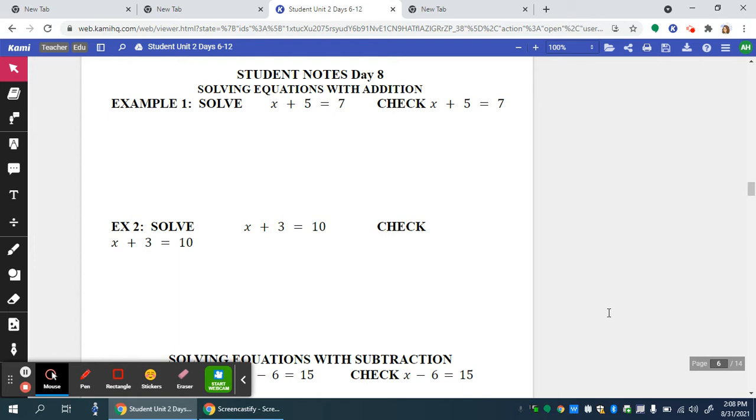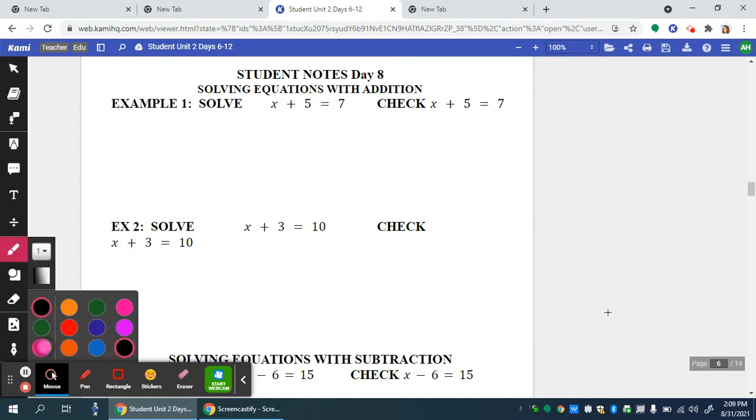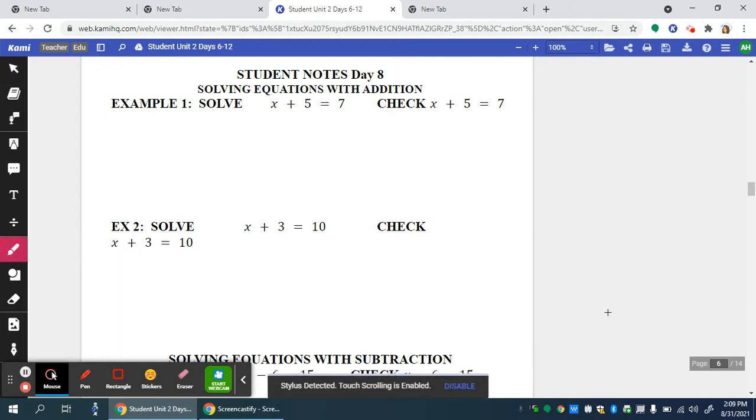Student notes, day 8, solving equations with addition. So solving equations with addition, you guys should have been doing for a while, but we're going to go over it again to make sure that we understand. So right now, this equation, up until this point, we haven't had equations either. We have expressions. Now we're dealing with equations with an equal sign. So we're going to try and solve it.